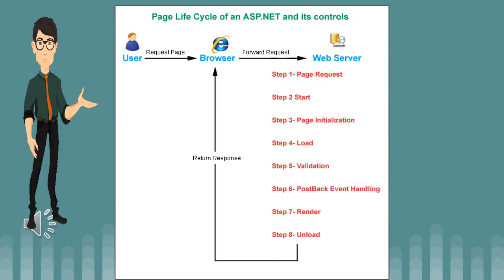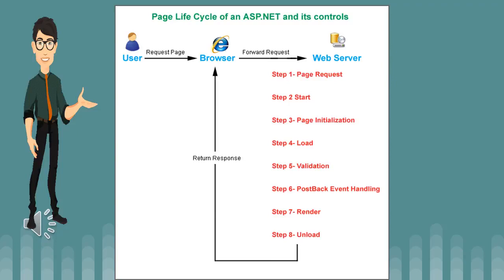Page initialization. During page initialization, controls on the page are available and each control's unique ID is generated, but not their properties. Any themes are also applied to the page. Developers have access to the Init, InitComplete and PreLoad methods in this stage. The methods are as follows. Init. This event is raised after all controls have been initialized and skin settings have been applied. This event is used to read or initialize control properties.